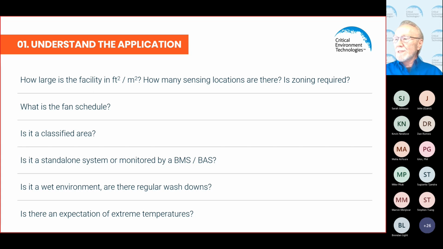Is it a classified area? Is it classified hazardous by the electrical engineer? Do I need explosion-proof equipment in there? Is it a standalone system or is it being interconnected to a third party? Is it a wet environment? Are there regular washdowns? Fire stations?